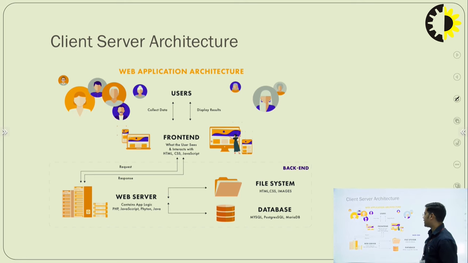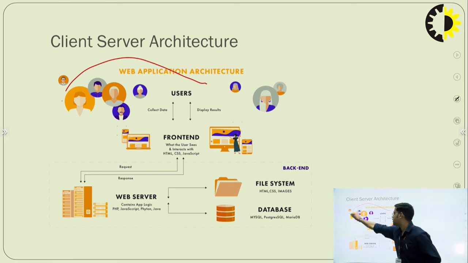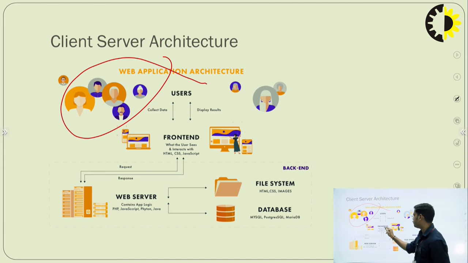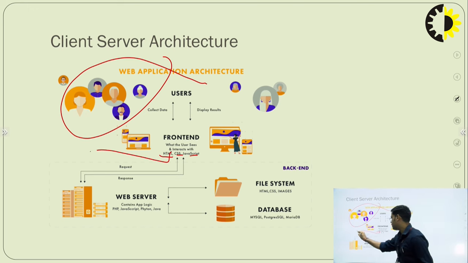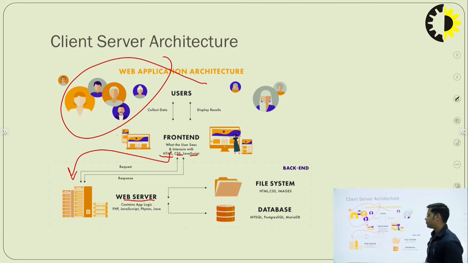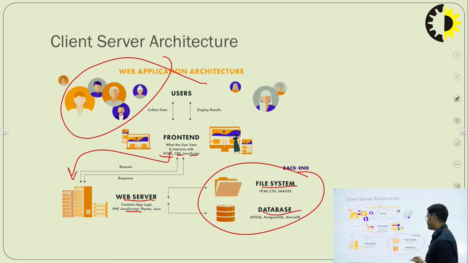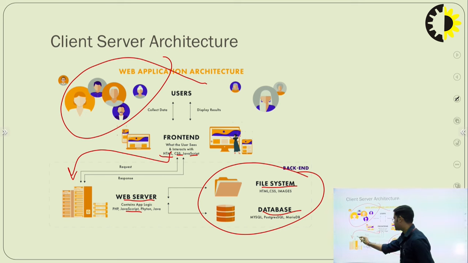Here is the web application architecture, and here is the user. The user makes a request through the front end, and your request goes to the web server. The user requests through the front end, meaning through the website, and the website is designed by different tools like HTML, CSS, JS. We will discuss this terminology later on. Your request goes from the front end to the web server, which contains app logic like PHP, JavaScript, Python, and then the back end, which is the file system and database. The database responds through the web server, and the response comes from the web server to the user.